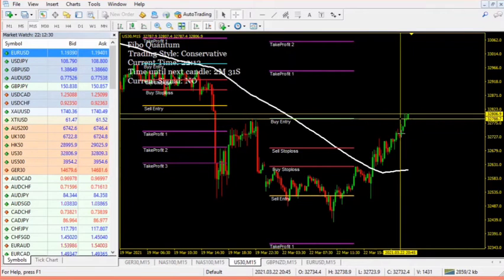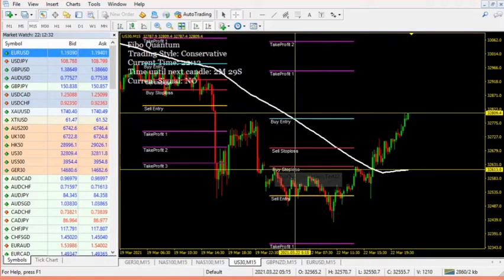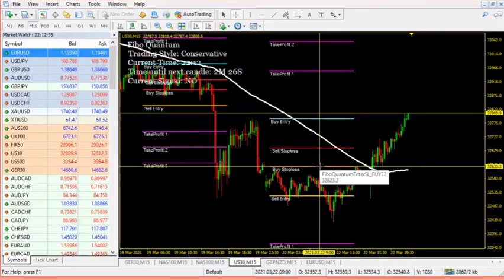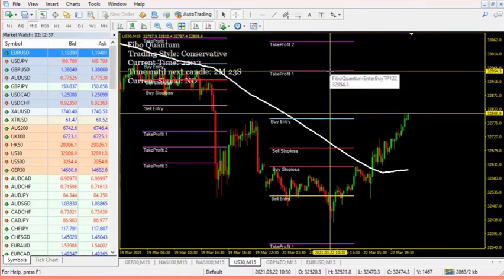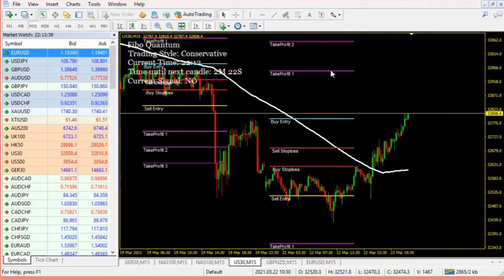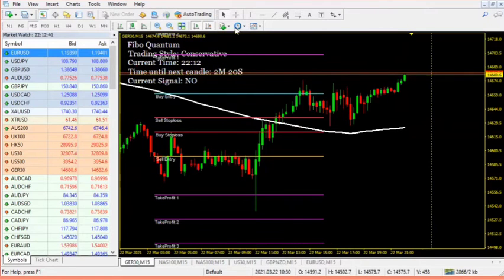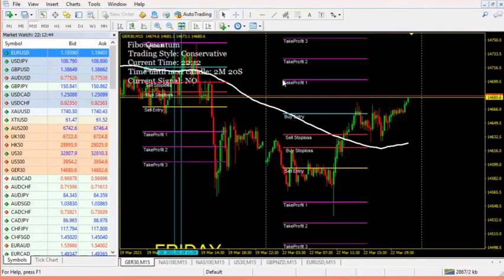You'd open a buy there, and then you put your stop loss where it says buy stop loss. If you can see that right there, you put a stop loss right there, and then you put your TP, or your take profit, over there. Okay, here's another example that's also setting itself up.